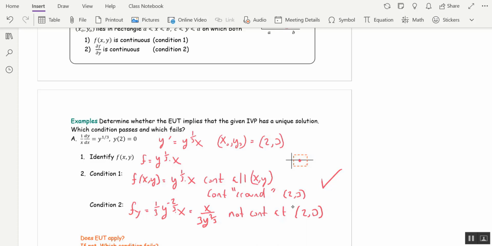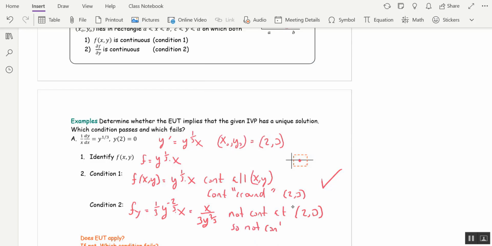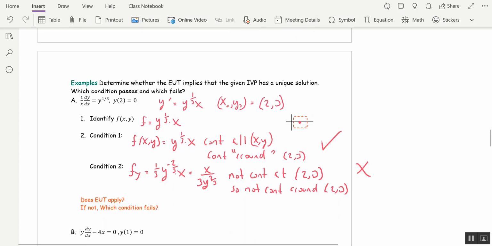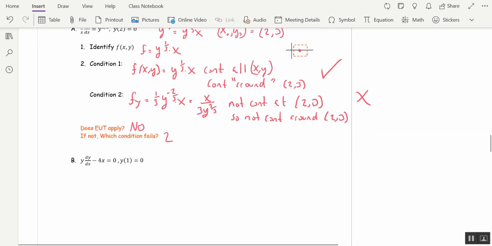So it certainly could not be continuous in all x, y around that point if it's not even continuous at that point. So not continuous around (2, 0). So this is a fail. So does the EUT apply? No. If one of the conditions fails, you can't even use the EUT. So the condition that failed was condition 2. So let me be clear. This is not saying I don't have a unique solution at (2, 0). I might. I'm just saying that the EUT does not guarantee that I do have a unique solution around that point.